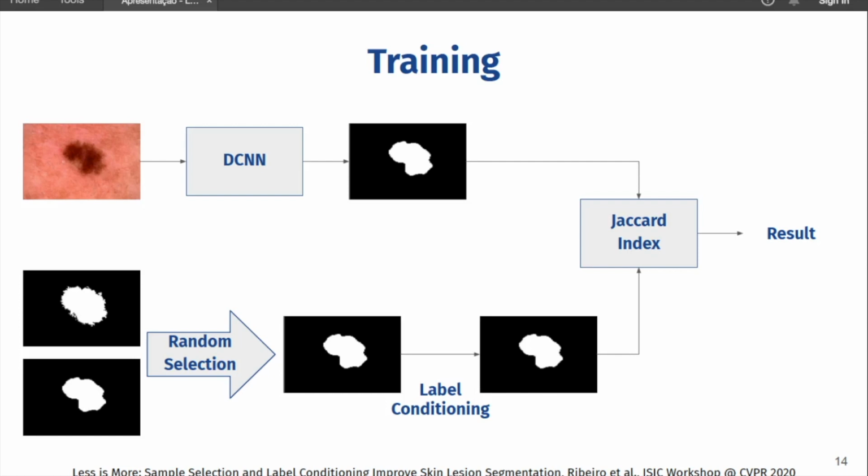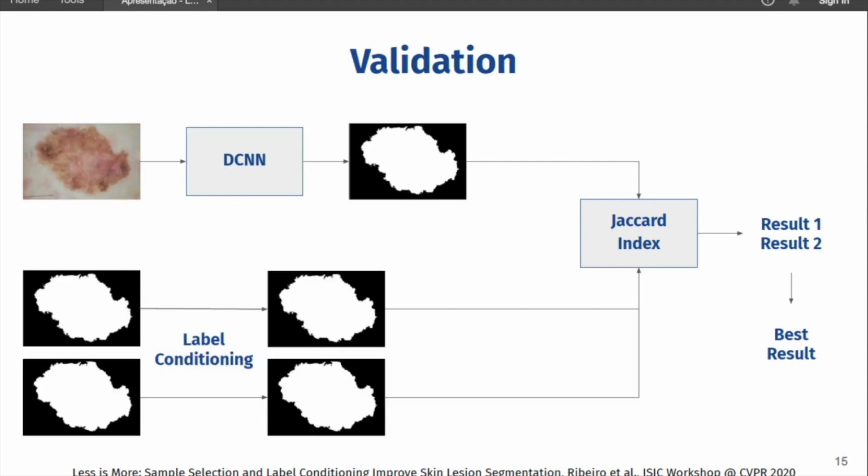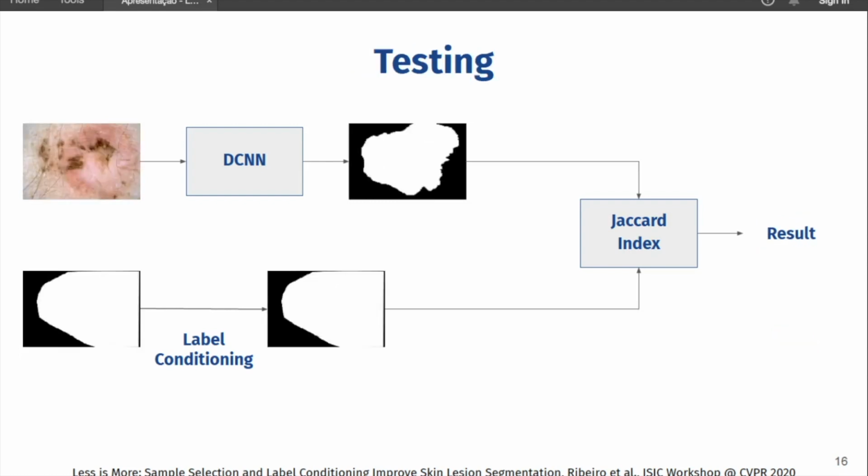Then we condition the mask and pass it through the model. During validation, we evaluate the model with all the available masks and consider the best results. For all runs, the conditioning during training and validation are the same. For each run, we select the model with the best performance during validation. For test, we only have one available ground truth, so mask selection is not a matter.